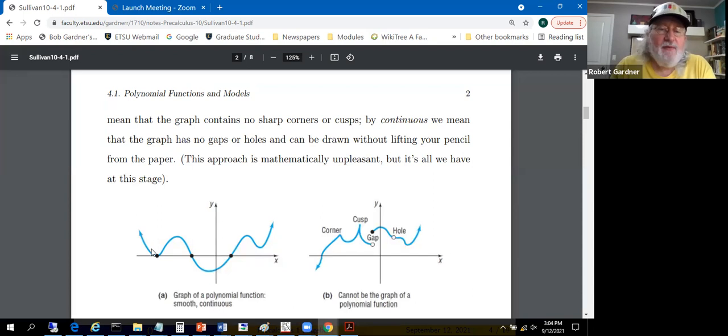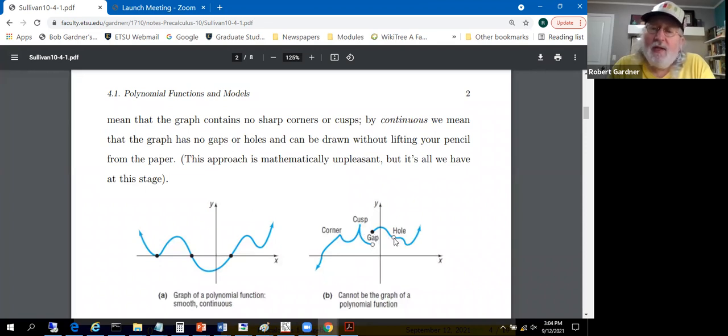So here's a graph, maybe, of some polynomial function. It's smooth everywhere, and it's continuous. I can draw it without picking up my pencil. There's no sharp points, no holes in it either. Here's a graph that's not a polynomial function. It's got a corner in it, as they call it there, a little sharp point, a cusp, another kind of sharp point. It's got a gap in it there. I couldn't draw it without picking up my pencil right there. I'd have to pick up the pencil.